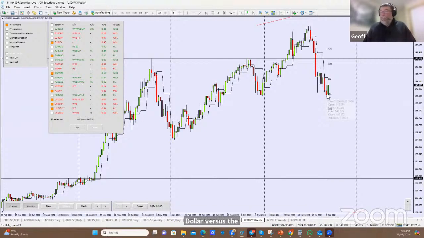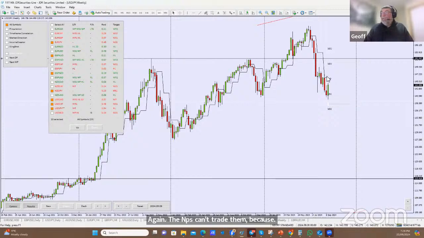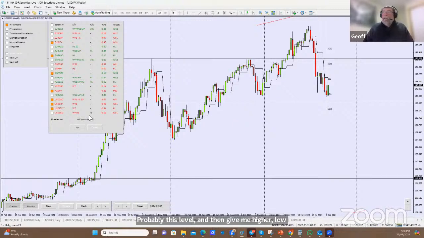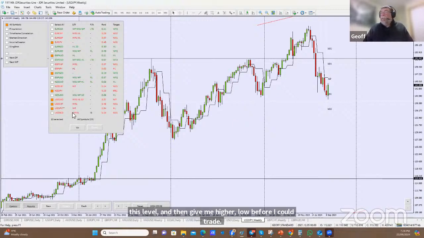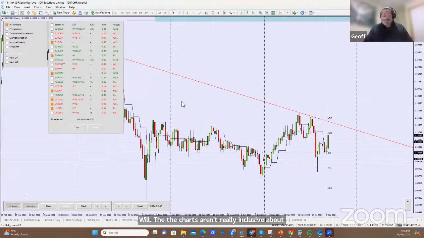Again, the yen pairs, I can't trade them at the moment, because the only way I see this being a buying opportunity is with a confirmation. So it's got to take out probably this level and then give me a higher low before I could trade it. So how did I come to pound versus the Swissy and Aussie versus the Swissy? Well, the charts aren't really conclusive about the Aussie until the RBA. Well, they are before the RBA, they're strong, but until the RBA, it's hard to trade.